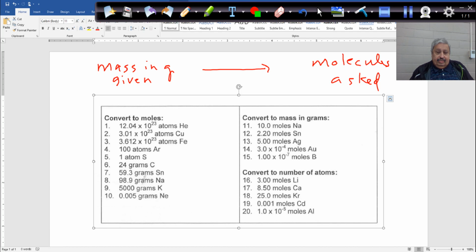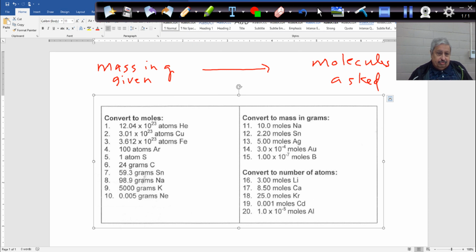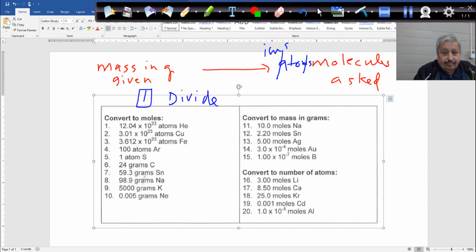So in order to do this, we have to obey some rules. If I have the mass given and the molecules or atoms or ions are asked, then the first step here is to divide by the molar or atomic mass.